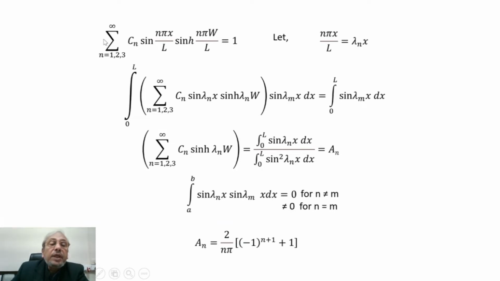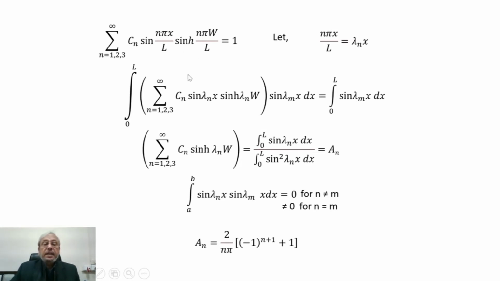So in this summation, n equal to 1, 2, 3 up to infinity, Cn sin n pi x by L sin hyperbolic n pi w by L equals 1, and n pi x by L is lambda n x, that we have seen earlier. We are calling n pi by L as lambda n.